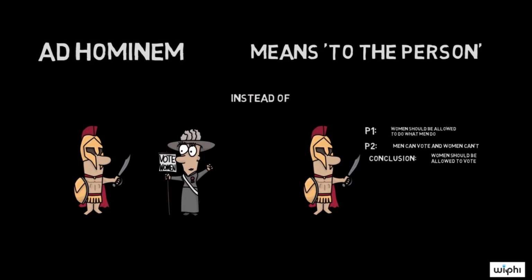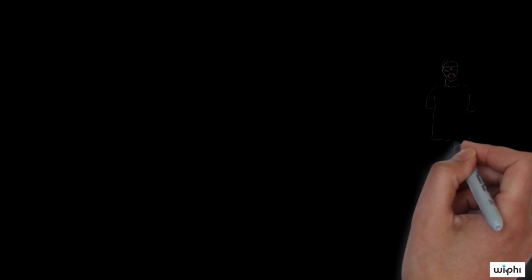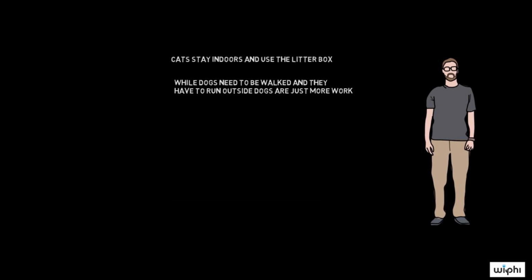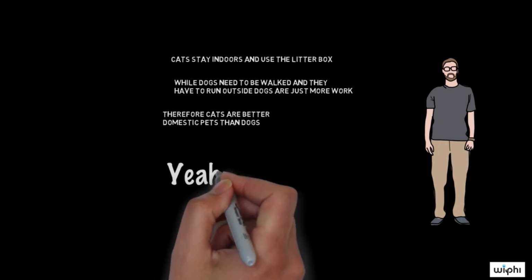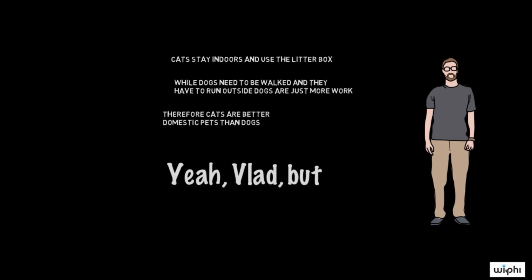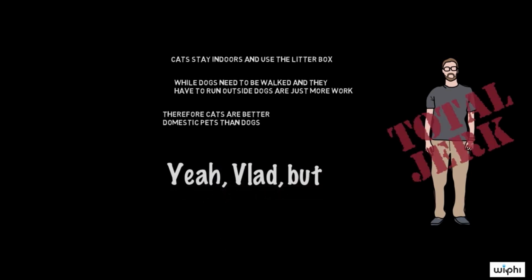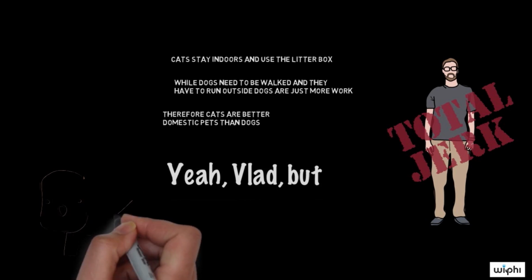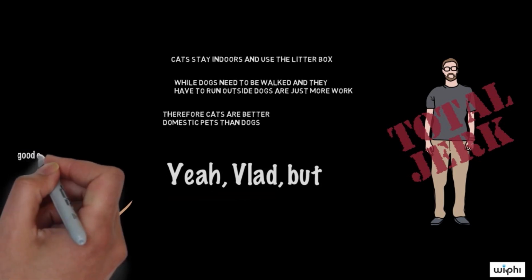But let's see if we can pin down exactly what this means by using an example. Suppose that my friend Vlad made the following argument. Cats stay indoors and use a litter box. While dogs need to be walked and they have to run outside, dogs are just more work. Therefore, cats are better domestic pets than dogs. And then I would reply, yeah, Vlad, but you're a total jerk. So I disregard Vlad's argument in favor of cats and decide to get a dog.